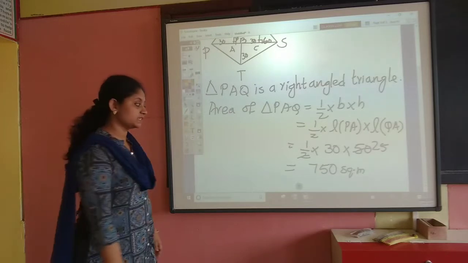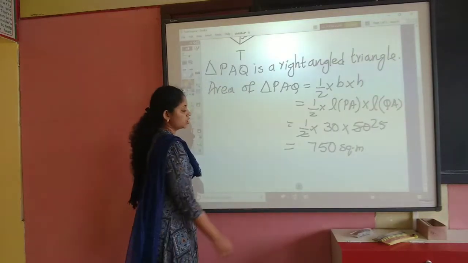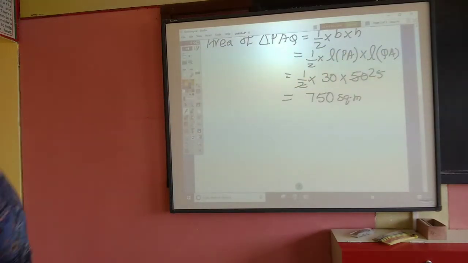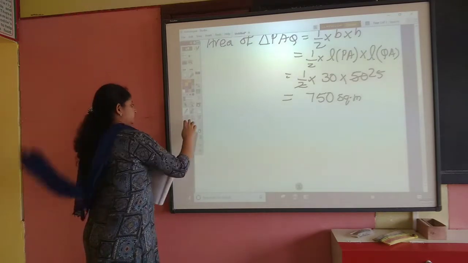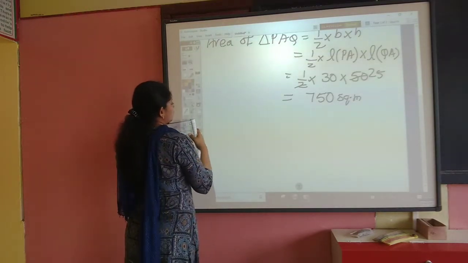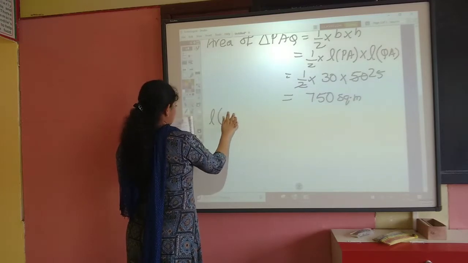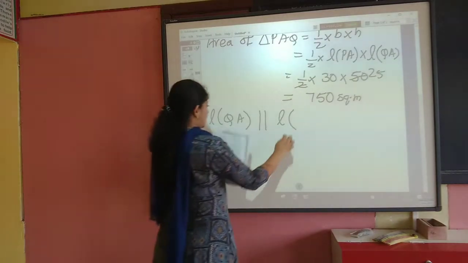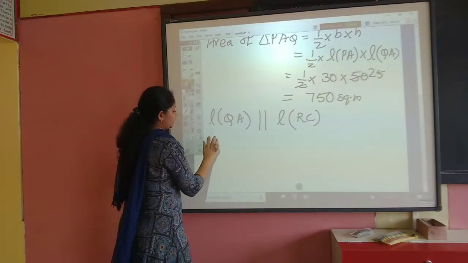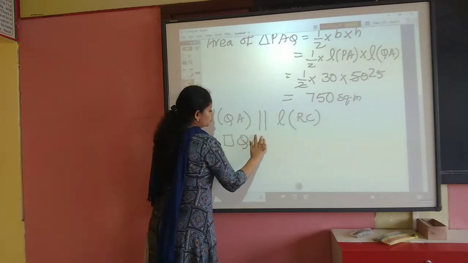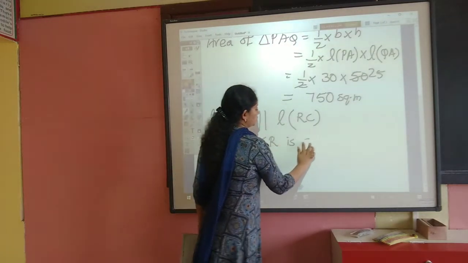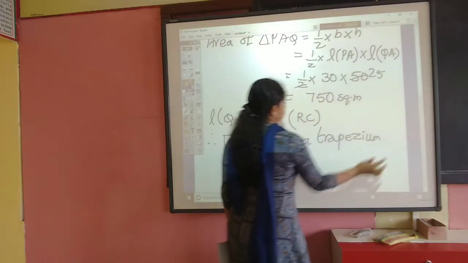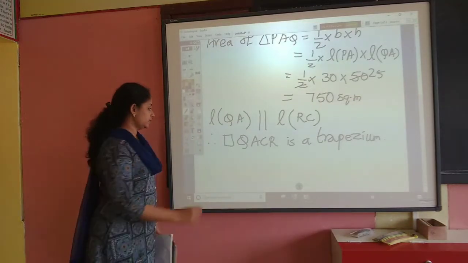Now next is what? Trapezium. How can we tell that a shape is a trapezium? So for that you need to write which side is parallel to which side. Length QA is parallel to length RC. So therefore we can say that quadrilateral QACR is a trapezium. Okay, that is the reason we can call that as a trapezium.